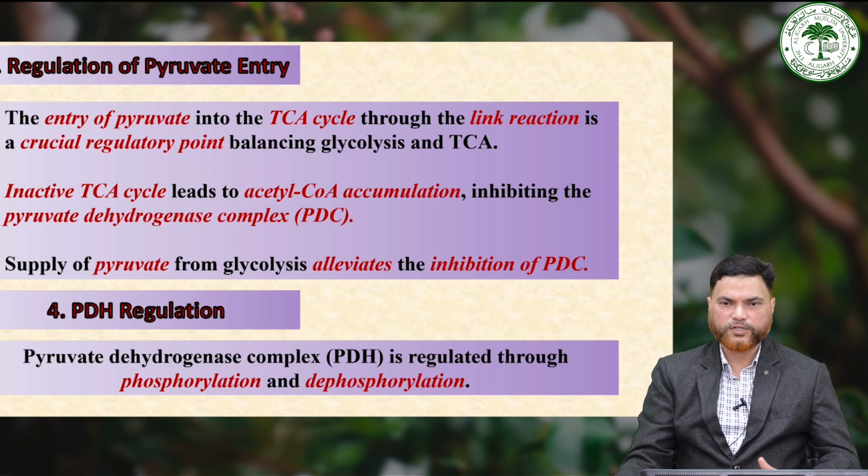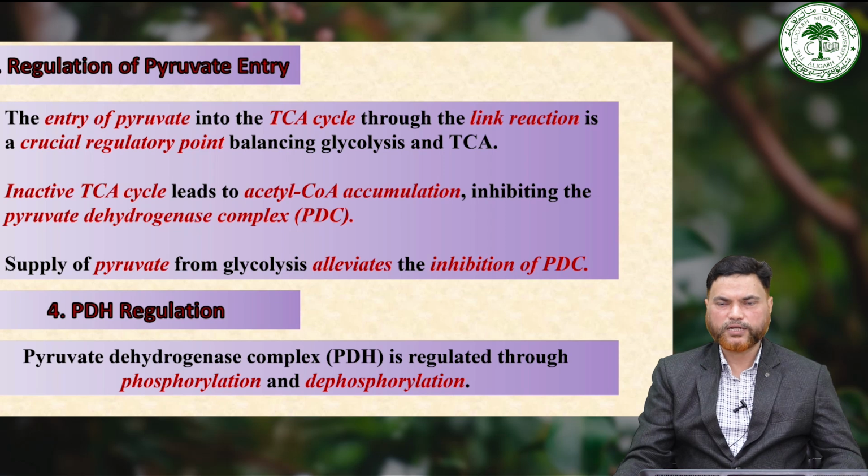So, pyruvate dehydrogenase complex catalyzes the conversion of pyruvate to acetyl coenzyme A. This is the entry point of pyruvate into the TCA cycle, and this pyruvate dehydrogenase complex activity is regulated through covalent modification by phosphorylation and dephosphorylation. Pyruvate dehydrogenase complex can be inhibited by phosphorylation, which is catalyzed by a specific kinase.